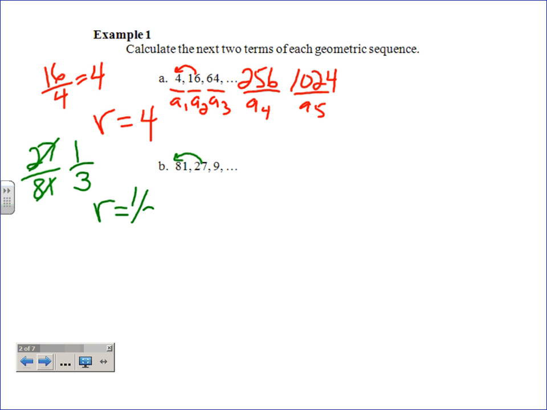So R is 1/3. It's kind of like when we had negatives with arithmetic. That's how they basically go down. And so these numbers are probably going to get smaller. So there's a sub 1, a sub 2, a sub 3. So we have to find, again, a sub 4 and a sub 5. So if you take 9 times 1/3, it's almost like dividing by 3 is really what it's doing. And so the next term is 3 followed by 1.